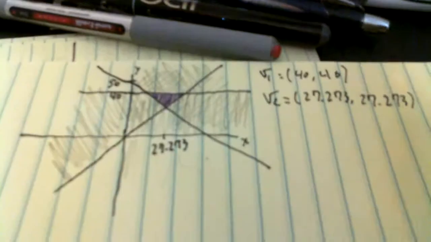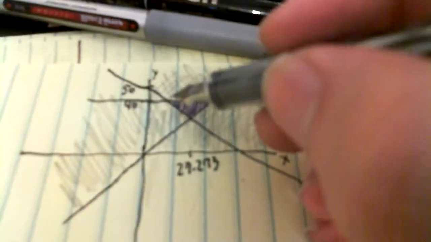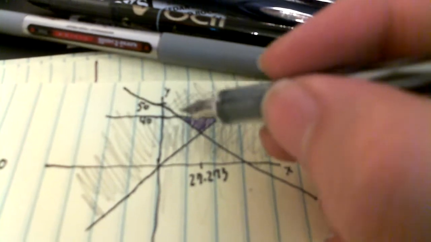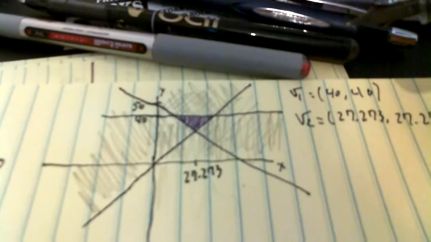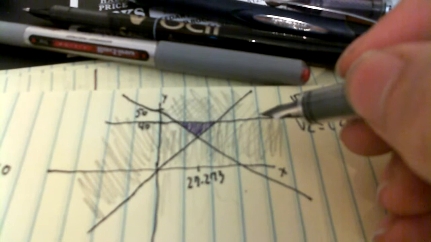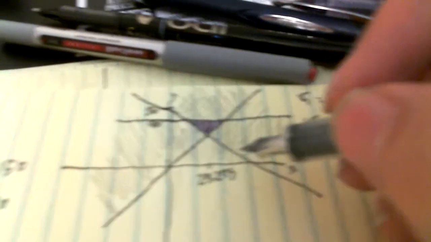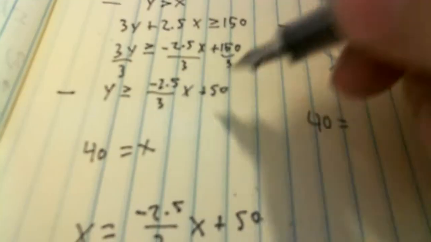Now we need the last one, and the last one's going to be pretty easy. So what two lines intersect at that vertex right here? It's y is less than or equal to 40, and the other one, the one with the two terms. Okay, so let's solve that one. Let me write it over here. We have 40 is equal to negative 2.5 over 3 times x plus 50. And I just have to solve that.